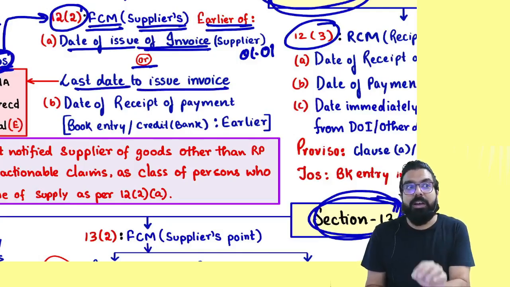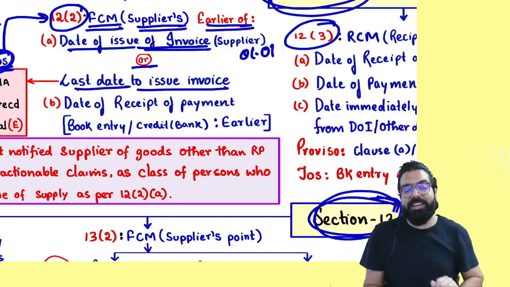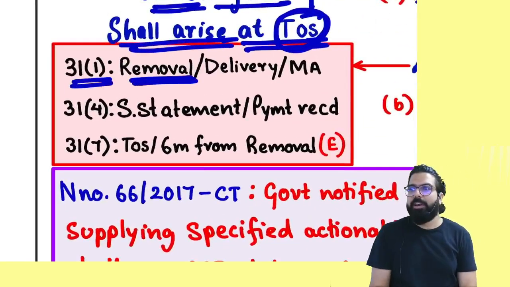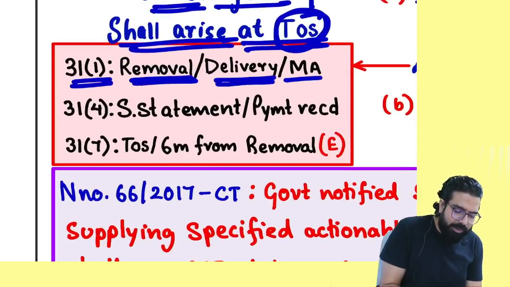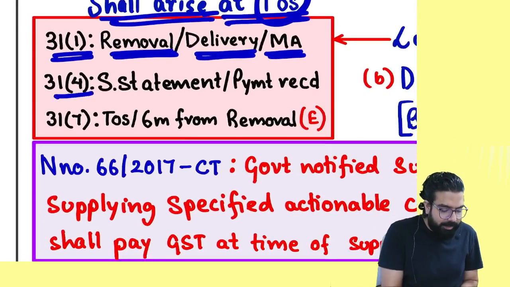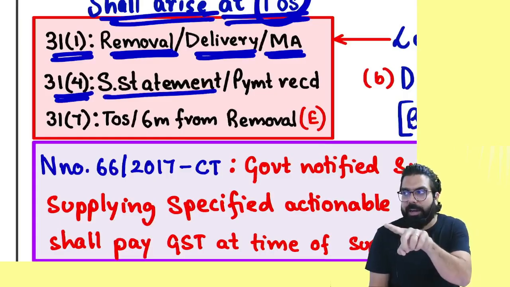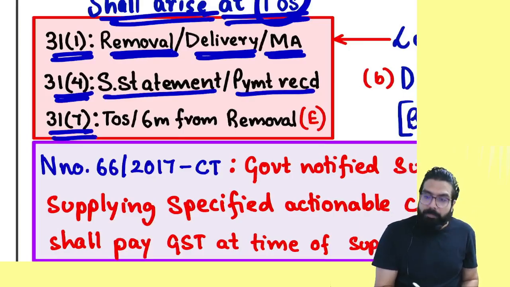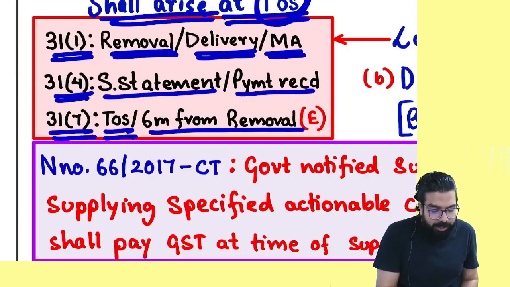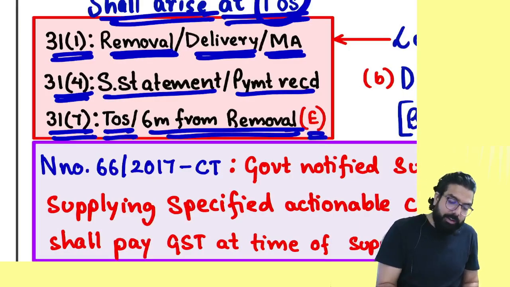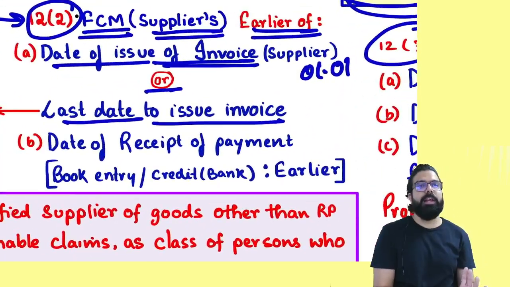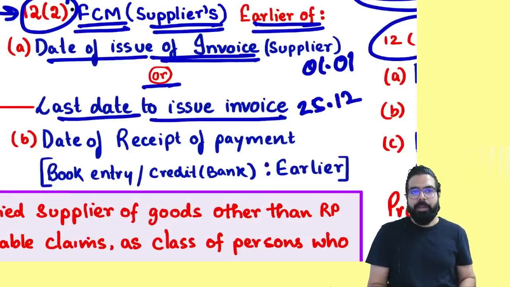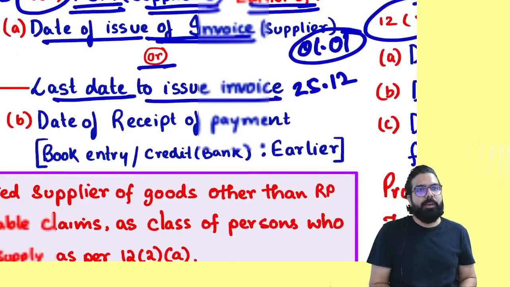In the tax invoice chapter, we understood what is the last day you should issue the invoice. In case of movement, at the time of removal; otherwise in case of delivery, or making it available. If there is successive statement, at the time of statement, or at the time payment is received. In case of approval, when the approval is given, or 6 months from the date of removal, whichever is earlier, remember. So supposingly, I removed the goods from my office on 25th of December, but I made the invoice on 1st of January.